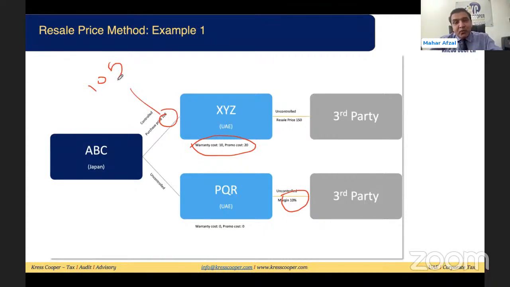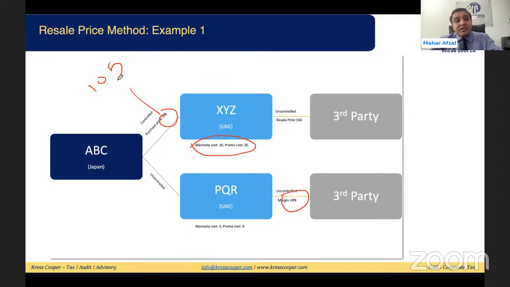So what we have done: we have identified the parties. We have identified the uncontrolled transaction. We have identified the margin charged by the third party on the uncontrolled price, which is 10%. Then we have identified the sales price of the related party's reseller into the market. We have reversed back the sales price and arrived at 135. Out of the 135, we have deducted warranty cost and promo cost, because these are being performed by XYZ. The cost is 30.